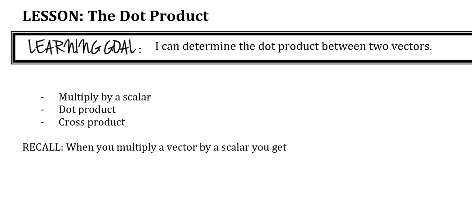But what we said was, well, there's not just one way of multiplying. There are different ways, and they have different purposes, and different uses or applications. So it's not like when you multiply two vectors, this is what you're doing. It depends on what you're trying to do, which of these three types of multiplication you would use. So we've already done multiply by a scalar. Today we're doing dot product. Next week we'll talk about the cross product.